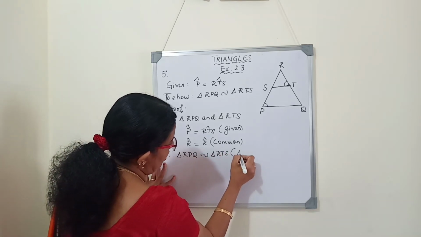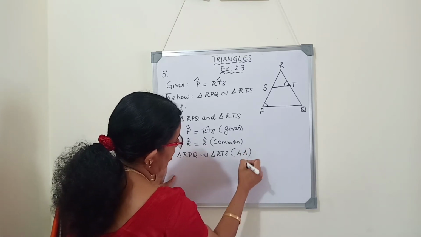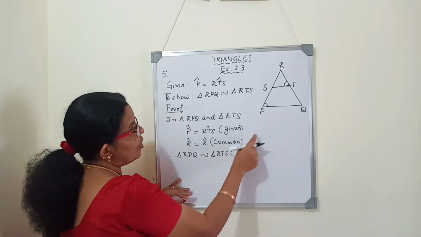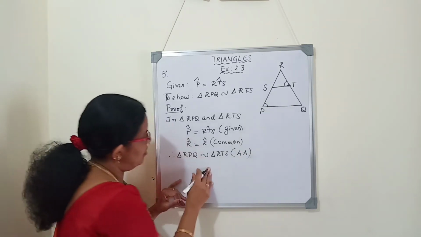RTS, AA criteria. No need to say the third angle. Two angles itself, the triangles are similar, because if two corresponding angles are equal, the third angle must be equal. So the triangles are similar.